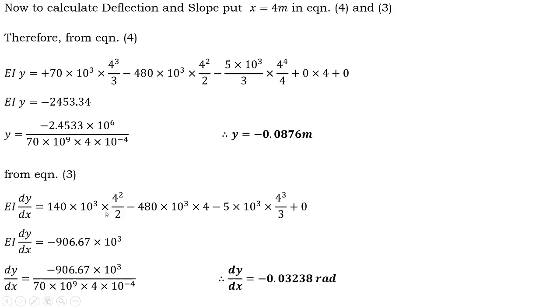In the slope equation, wherever x is there, I'll replace it with 4 meter. So this is where I replaced x with 4. Then after simplification I'll get minus 906.67 into 10 to the power of 3. Therefore my dy by dx is equal to that value divided by EI. This value of E and I is mentioned in the problem. Therefore after simplification, dy by dx is minus 0.03238 radians. So this is my slope and this is my deflection. That is what I have solved using mechanics of materials.